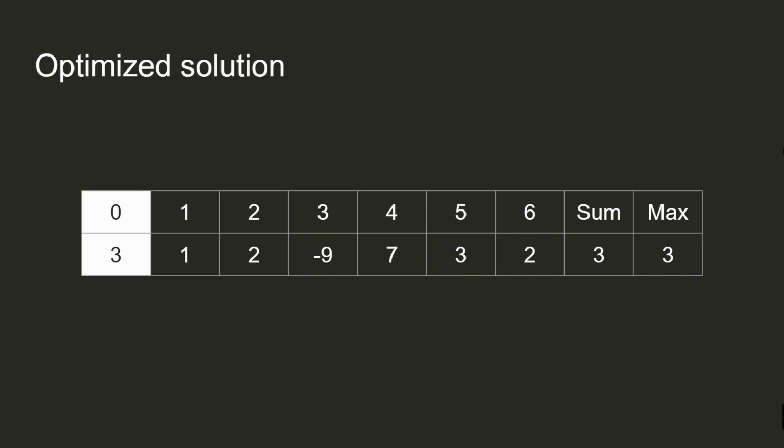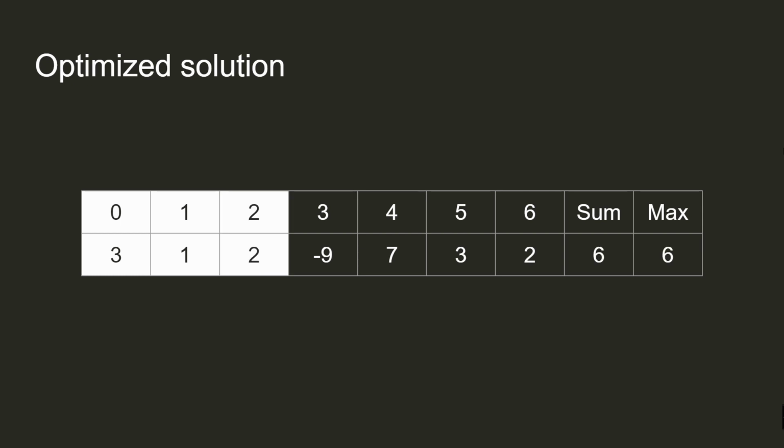Let's see an example. Let's start from element 0. The ongoing sum will be 3 and the maximum sum will be 3 as well. For element 1, the situation will be kind of the same. Ongoing sum and max sum will be 4. For element 2, ongoing sum and max sum will be 6. And this is the place where things get interesting. For element 3, the ongoing sum will be -3 and the maximum sum will still be 6.